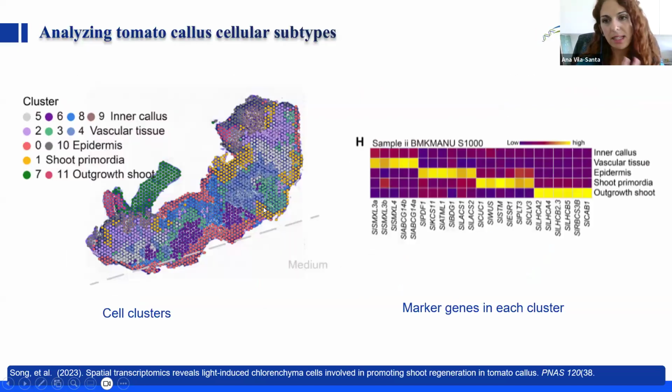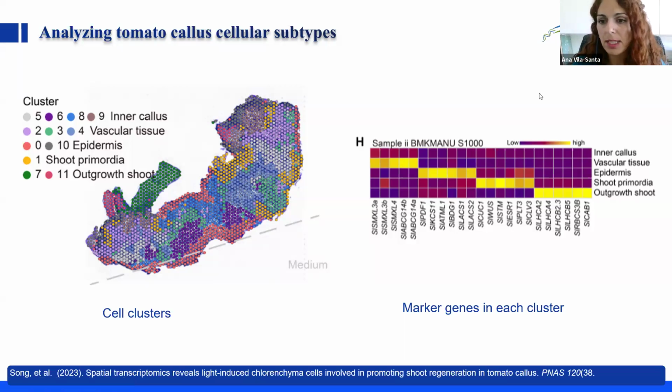So starting with those standard analyses, looking at this tomato callus sample, it was possible to cluster the cells, as you can see here. In some cases, these clusters were annotated as specific cell types, and in other cases they were not, maybe because those cell types were not present in the public databases. So you can see, for example, some cells were classified as inner callus or vascular tissue, etc.